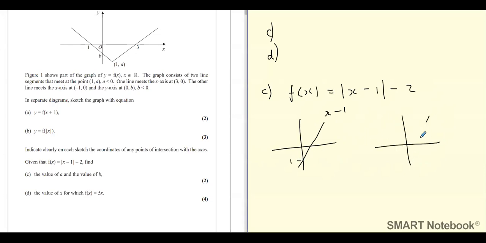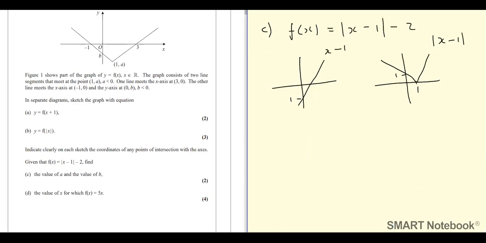And then if we look at the modulus, anything negative is going to go there. This point here is 1. And finally, we are going to do the modulus of x minus 1, take away 2. So now we need to shift the whole curve down and so we get something that sort of looks like this. We're going to shift the whole curve down by 2.